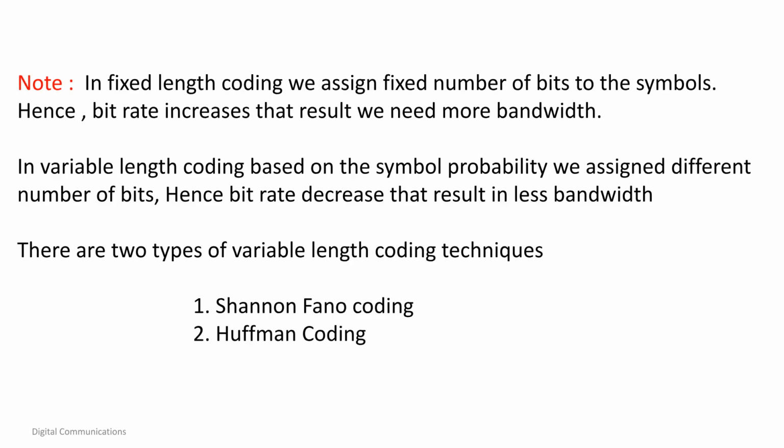In fixed-length coding, the bit rate increases, requiring more bandwidth. In variable-length coding, different numbers of bits are assigned based on symbol probability, decreasing the bit rate and requiring less bandwidth. The two main techniques are Shannon-Fano coding and Huffman coding.